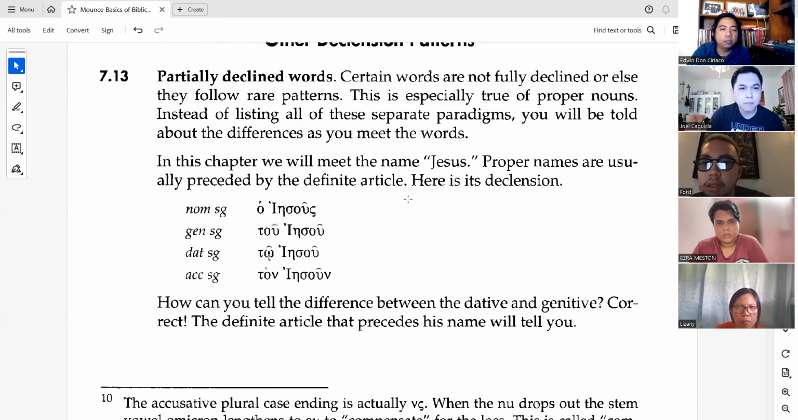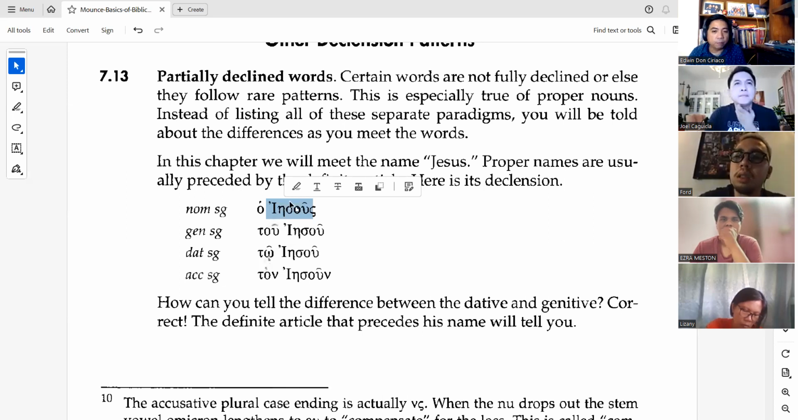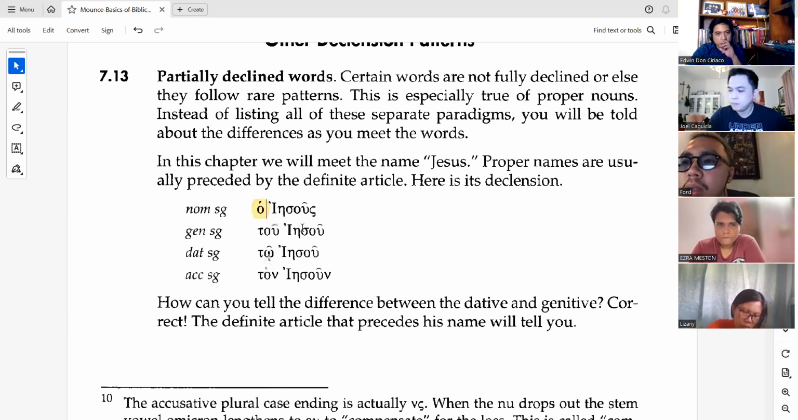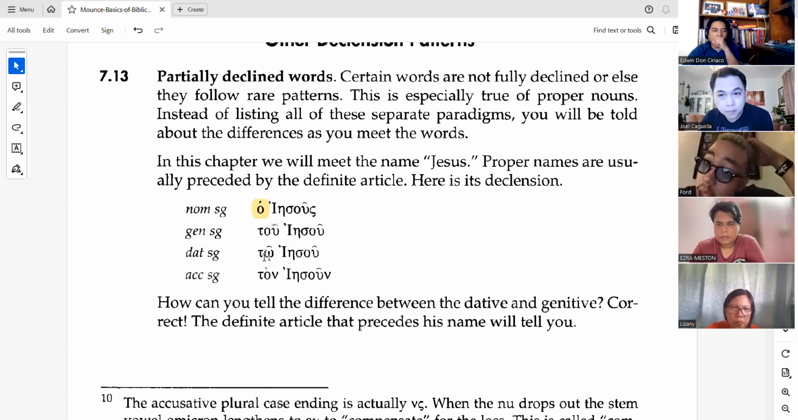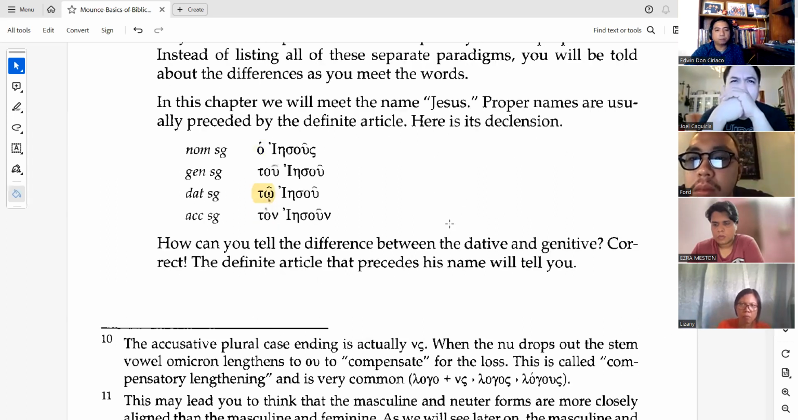Okay, other declension patterns. So Jesus. In this one, the upsilon sigma looks like a genitive plural, but because it is about Jesus, remember this is a proper name, the ending does not change. It remains as ho Iesous, tou Iesou. So it does not follow the upsilon or the omega with the iota subscript. And then ton Iesoun, it's accusative.